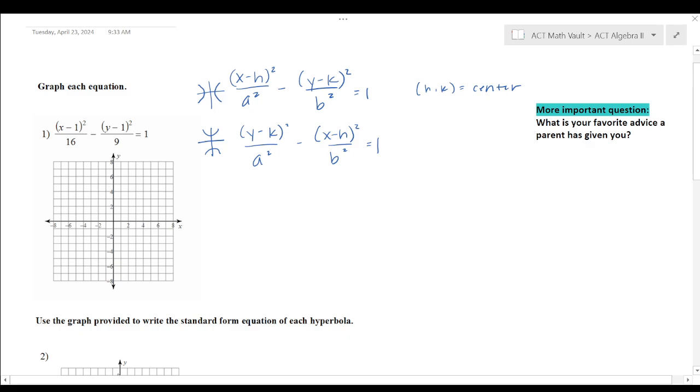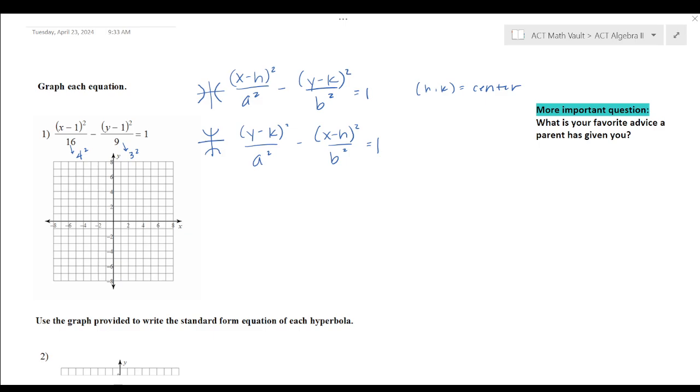Either way, they both equal 1. So if this first problem has a 16 and a 9 in the denominator, we have 4 squared, 3 squared. Remember, everything is square rooted to figure out the dimensions. Now, this is so similar to an ellipse because it's all the same format. It's just an ellipse would be plus in the middle. For a hyperbola, you have to think, is it x minus y or is it y minus x? This one is x minus y, so it would be in this format here, the first, and that tells you that it's going to open up left and right.